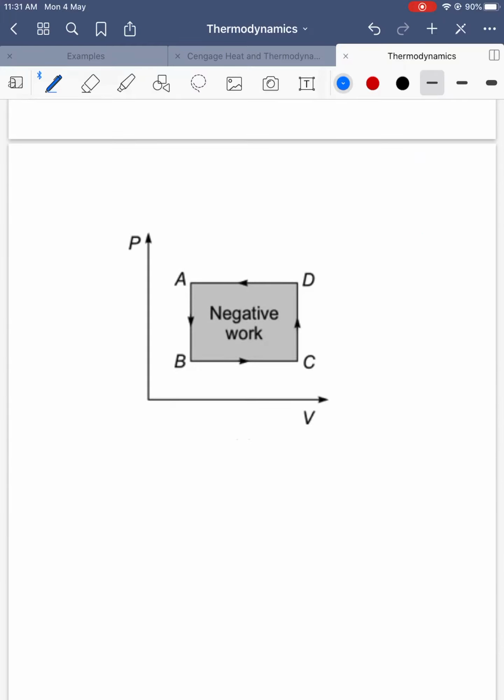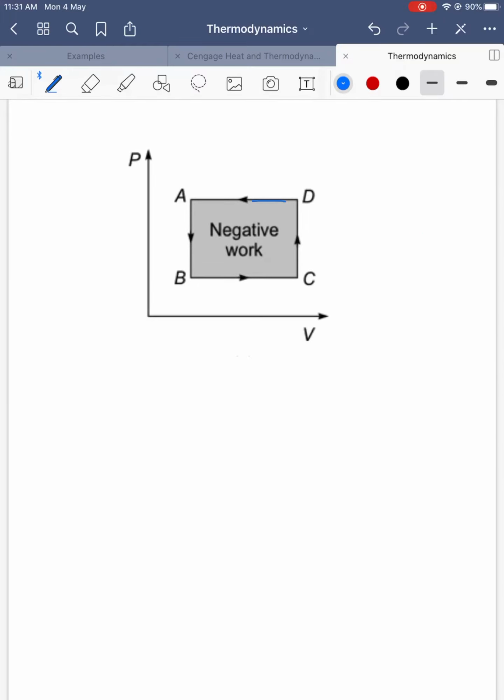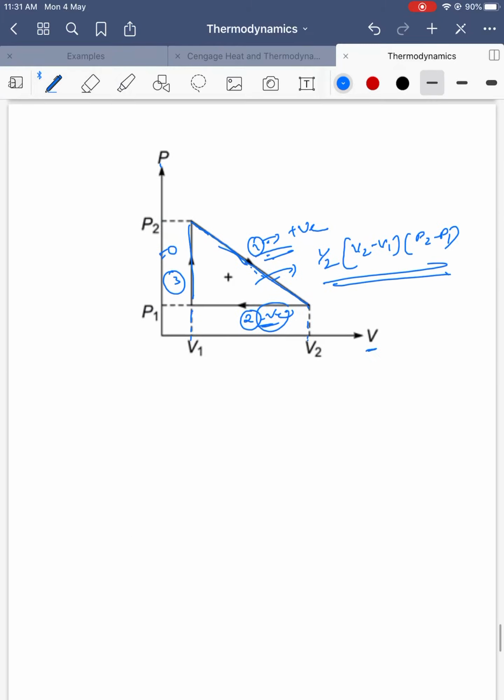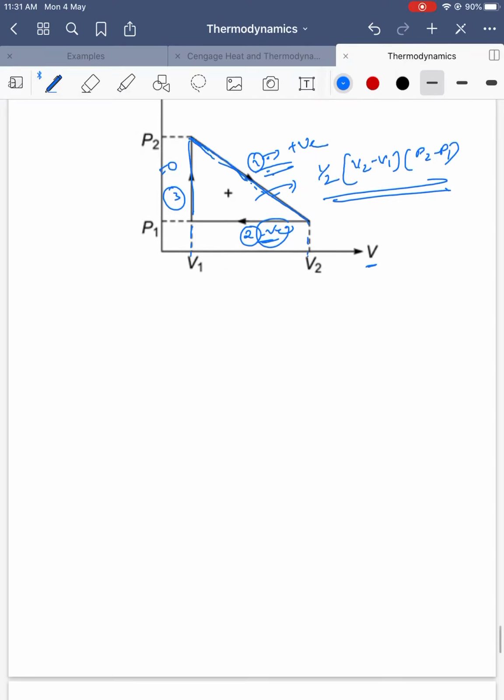So let's see pressure versus volume. Now in the graph, volume is decreasing. So in this case, whenever you want to find whether the work is positive or negative, just see the topmost area occupied by the graph.